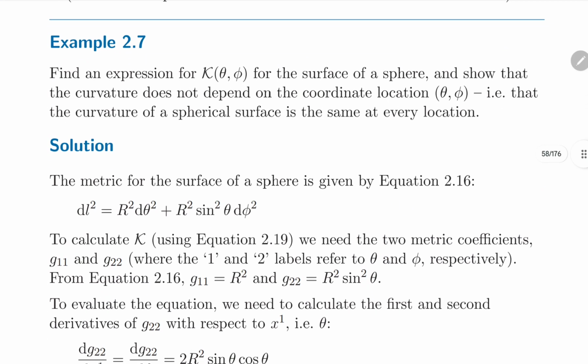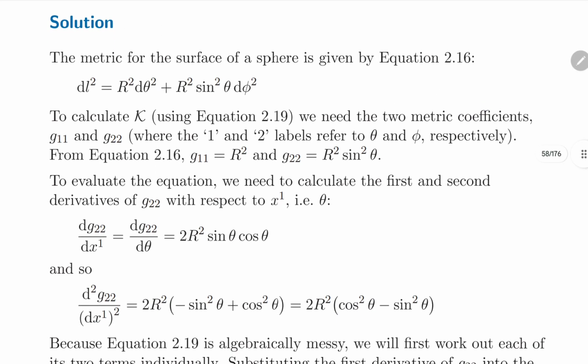Example 2.7. Find an expression for k theta phi for the surface of a sphere and show that the curvature does not depend on the coordinate location theta phi, i.e. that the curvature of a spherical surface is the same at every location.